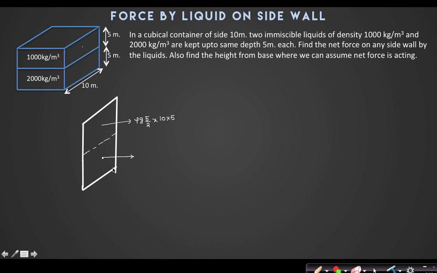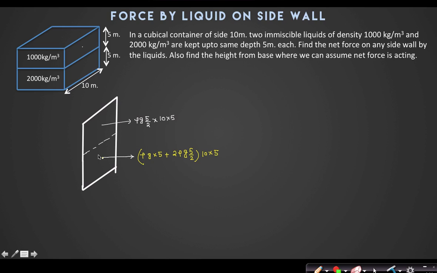Look here, the force cannot be found by this equation because the pressure at this point is not 2 rho gh. The pressure here will be rho g into 5 plus 2 rho g. The pressure at this point is rho gh plus 2 rho gh by 2. Yes or no? Multiplied by area. So how is the equation like this?